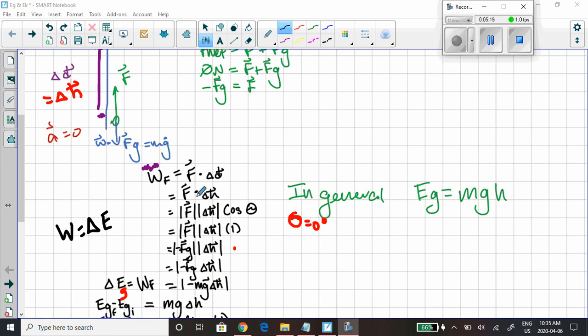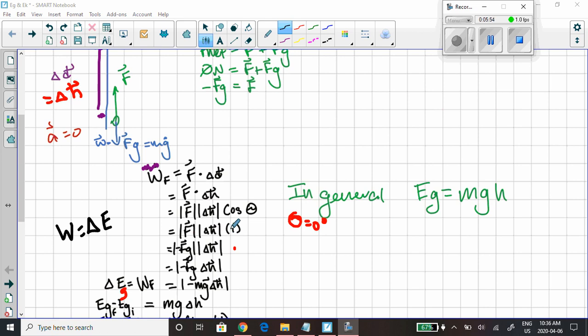What's the recipe for dot product? Well, it's the magnitude of the force times the magnitude of the displacement times the cosine of the angle between them. Well, kids, the change in displacement, delta H, and the force lifting the object, F, are both straight upward. They're parallel to each other. So the angle between them is 0. And the cosine of 0 is 1. So I can rewrite it as magnitude of the force, magnitude of the displacement times 1.